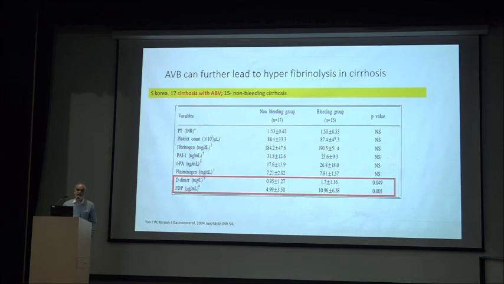And acute variceal bleed can further lead to hyperfibrinolysis in cirrhotic patients. This was a South Korean study, 70 cirrhosis patients with acute variceal bleed and 15 non-bleeding cirrhosis controls, and it can be seen that in the bleeding group D-dimer was significantly higher and fibrinogen degradation products were significantly higher. So patients with Child B and C have evidence of systemic hyperfibrinolysis, which can further get aggravated during acute variceal bleed.